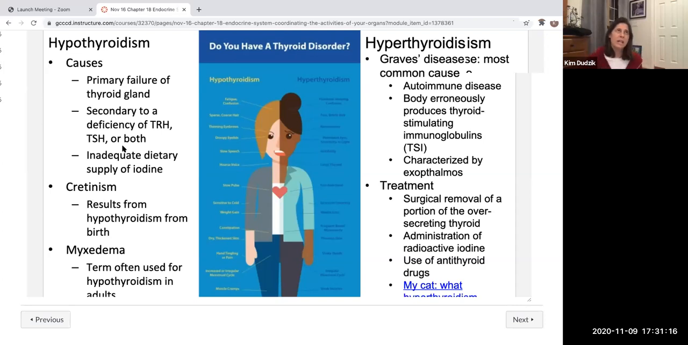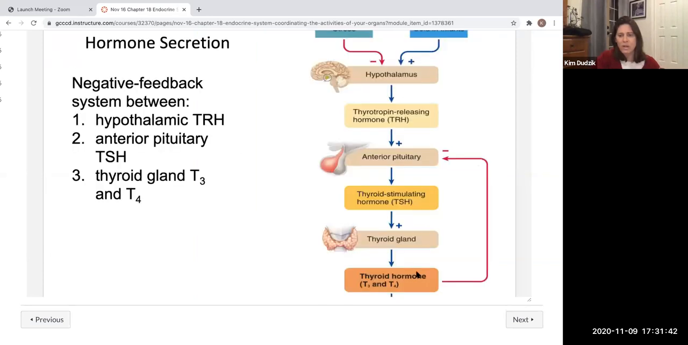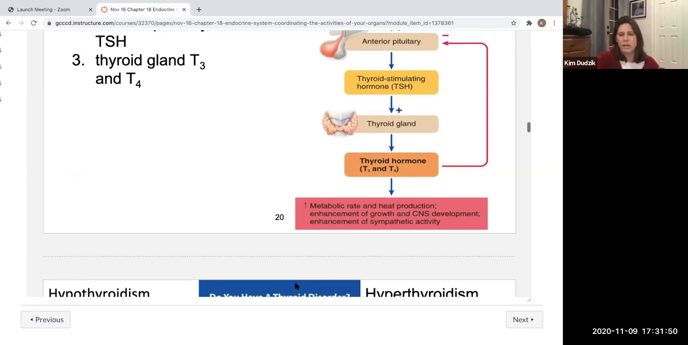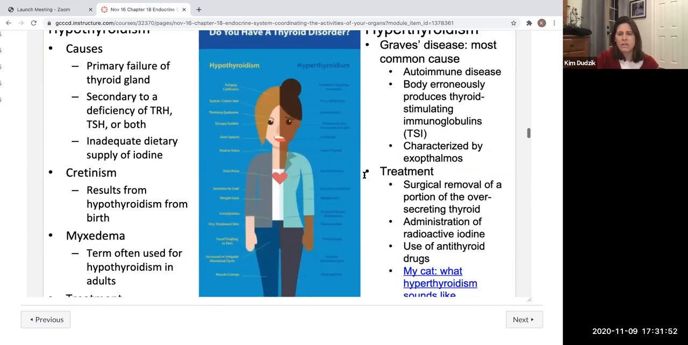So it blocks it, not allowing TSH to bind, but when it binds, it actually stimulates the secretion and growth of the thyroid. So TSI has similar effects as TSH. However, let me go back here. If this is TSI stimulating the thyroid gland, you're not going to get the same feedback loop. So it just kind of goes out of control, right? And so that's why it's hyperthyroidism.